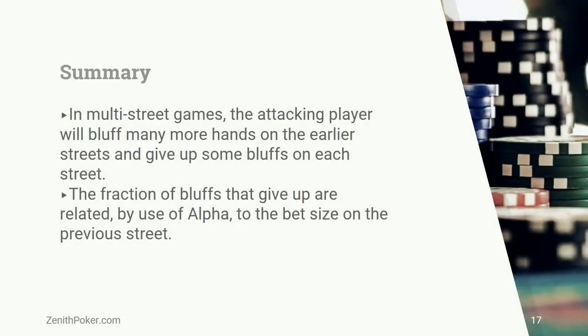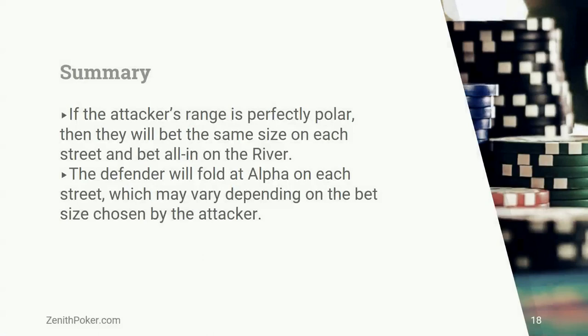So in summary, in multi-street games, the attacking player bluffs more on earlier streets and gives up some of those bluffs on each street. And the fraction that they give up on each street is related to the bet size on the previous street. And we use alpha to calculate that fraction. If the attacker is perfectly polar, then their aim should be to bet the exact same bet size on each street and get all in on the river. And the defender will fold at alpha on each street, depending on which bet size the attacker chooses.